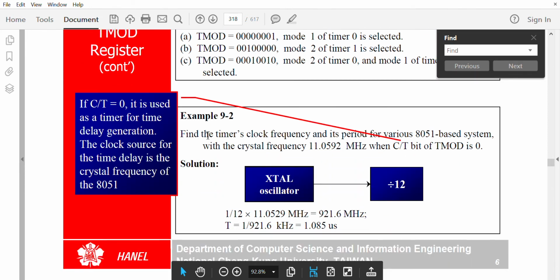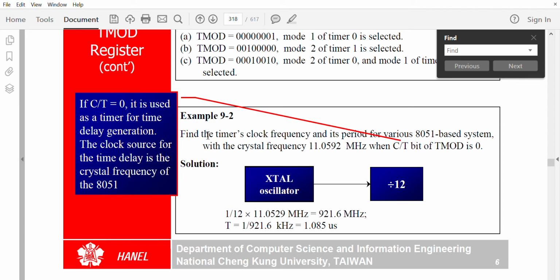Next is: find the timer's clock frequency and its period for various 8051 based systems with a crystal frequency of 11.0592 megahertz, when C bar T of TMOD is 0.